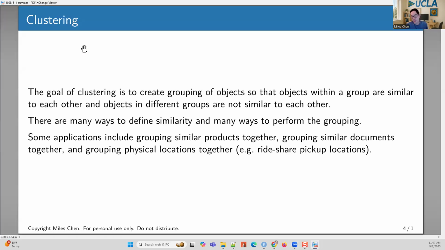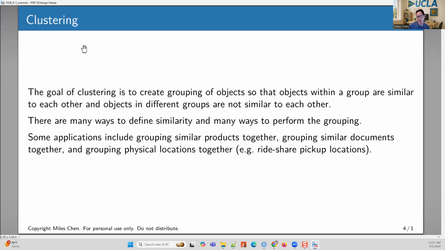All right, so as far as clustering goes, the goal is to create groupings of objects that are similar, so that objects within the group are more similar to each other and objects in different groups are not similar. How you define similarity is a good question, and there are lots of ways to define it. We're going to look at some distance metrics.